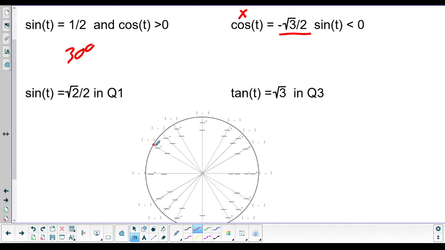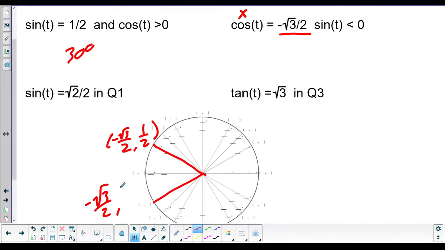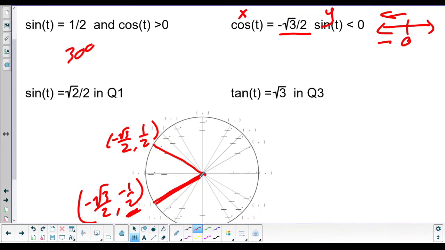So we're either looking at this angle here, which is at negative radical 3 over 2, 1/2, or we're looking at this other one that's more x than y at negative radical 3 over 2, negative 1/2. Now it says sine of t is less than 0. This is y. If we're thinking about less than 0, this would be negative. So we want the negative value right here. So we're looking at this angle.